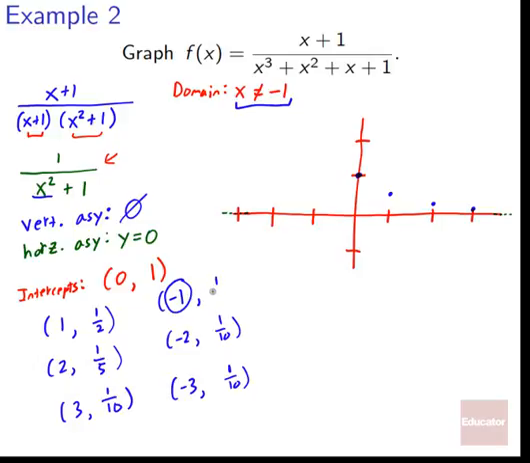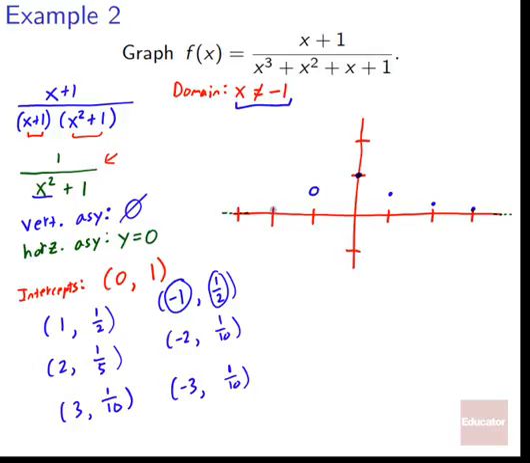Negative 1, we plug that in, we'd also get 1 half, but this is going to be a hole. So we can plot that point as if it was there, but we'll have to plot it with a hole because it is not actually there. At that point, it disappears briefly, momentarily. The function breaks and it just sort of isn't there.